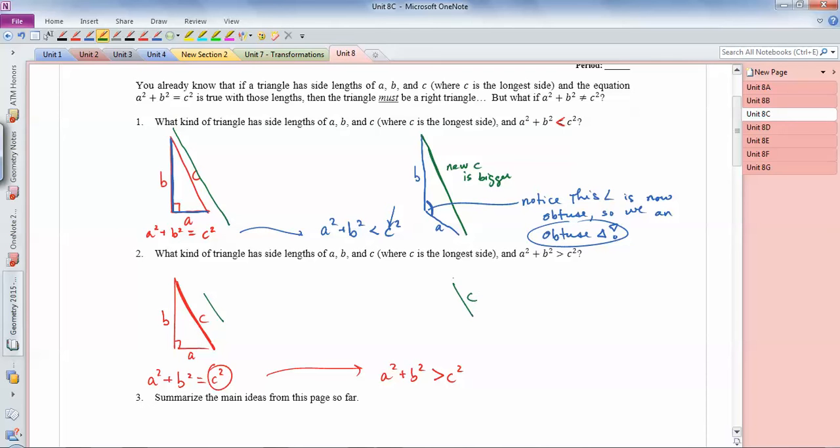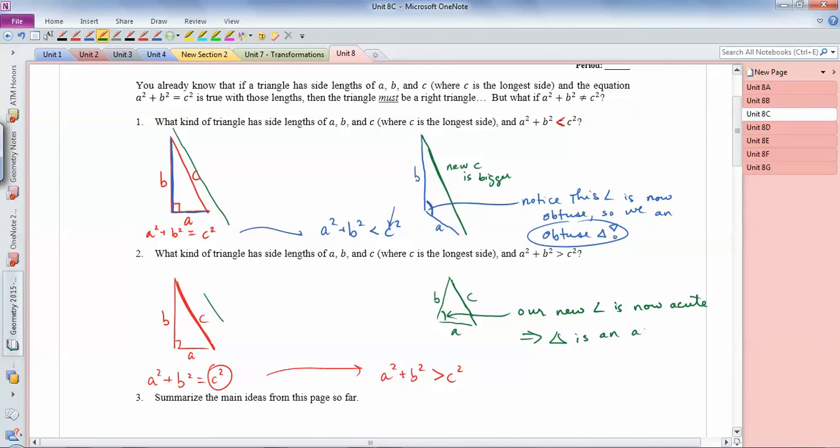So if C got smaller, it's no longer this long, but let's say it's only like this long. Well then, to connect your B and A, you can't just do a right angle anymore. You'd have to bend that back in, so you'd end up with something that looks like this instead. Here's B, here's A. The right angle that used to be there became smaller. Our new angle is now acute. So therefore the triangle ends up being an acute triangle, where all the angles are acute.